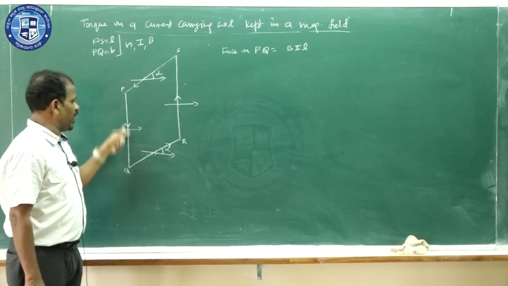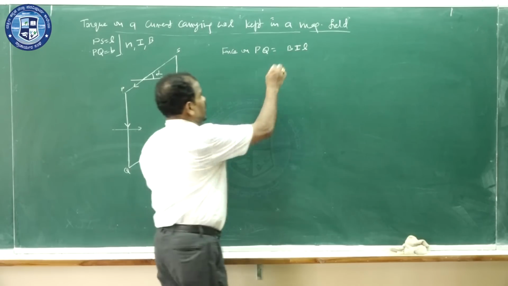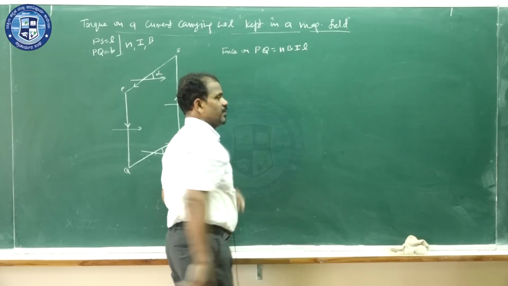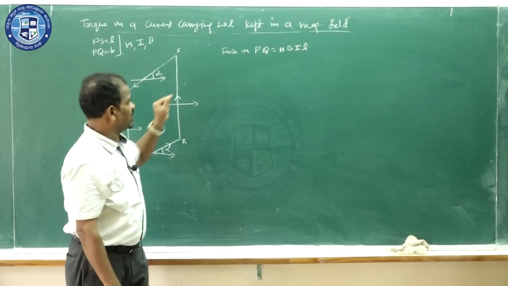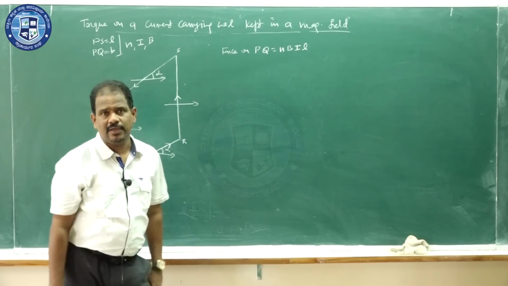But I told you there are n number of turns. Therefore, this is not one wire. There are n wires. So it is into n. Therefore, force on PQ is NBIL. Direction of the force.